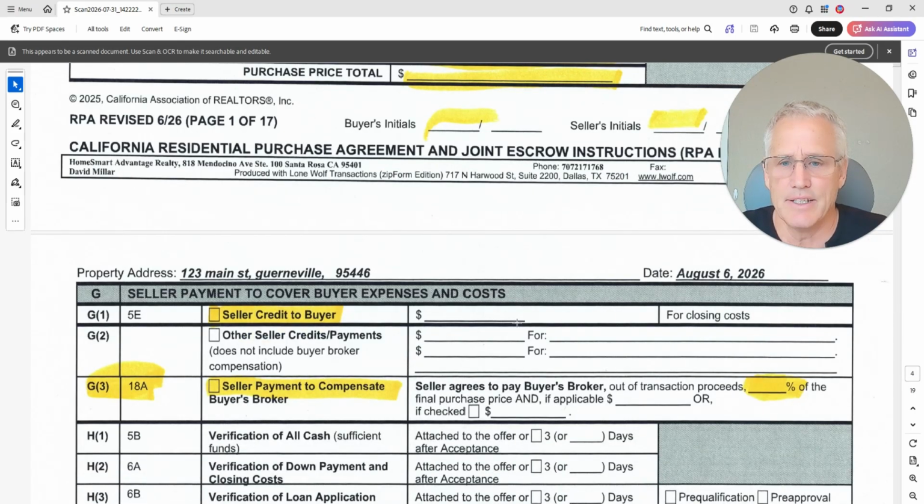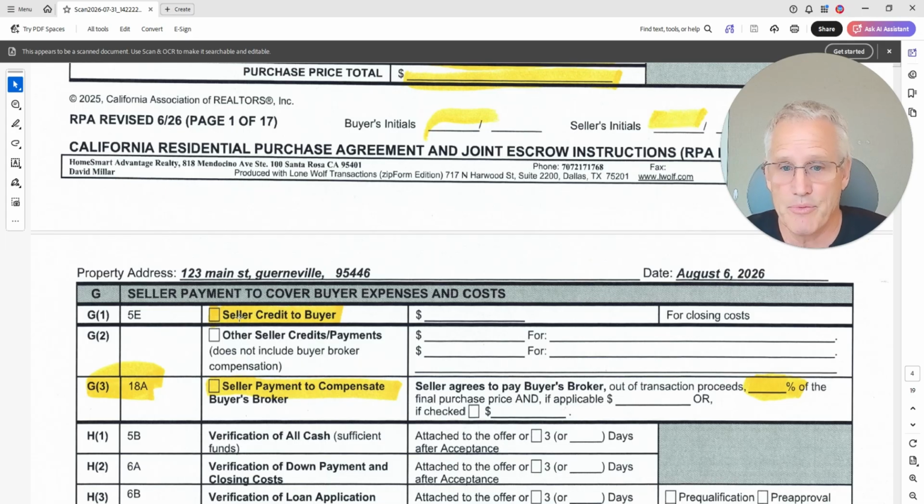Next section is who's covering what costs. And the first item there is seller credit to buyer. Sometimes buyers ask for a credit back. It could be for closing costs. Closing costs would be fees, loans, anything that has to do with a loan, that could be a closing cost. And so that would be where the buyer may ask the seller to credit them money for closing costs.